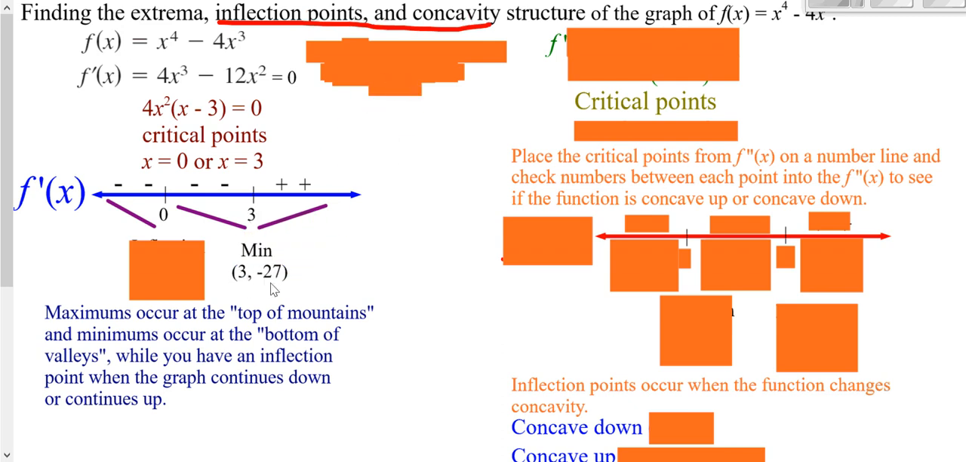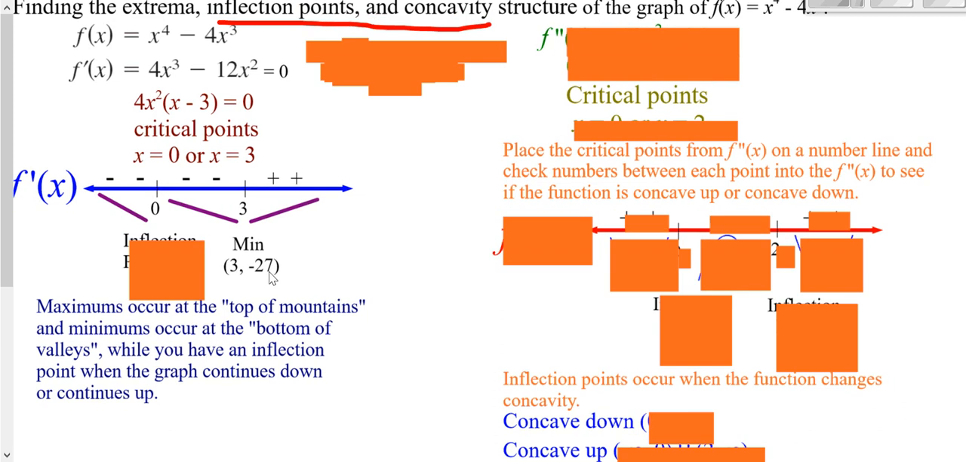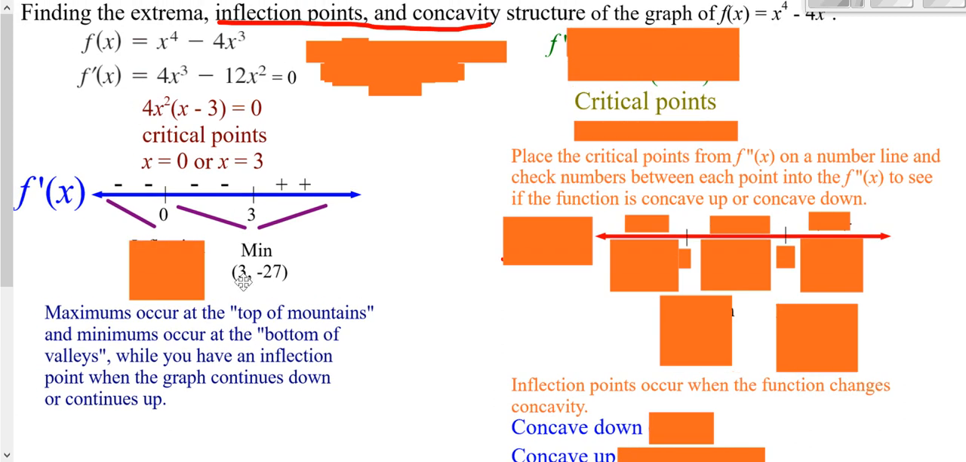But once again, how do you find the y value? Well, if you're trying to figure out the y value, and you know x is 3, plug 3 into your original function, and that's where the negative 27 comes from. So here what's going on, it's coming down, leveling out with a slope of 0 because your first derivative is 0, and then continuing on down. That's referred to as a saddle point.